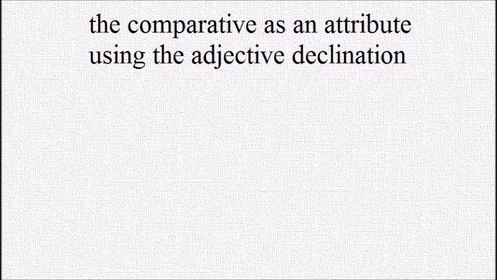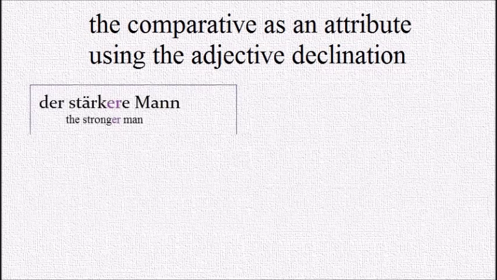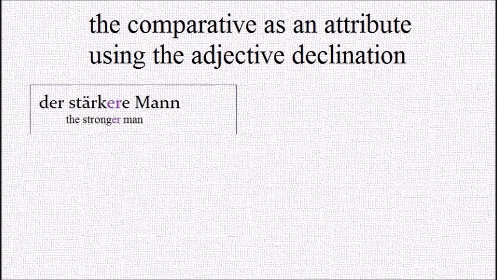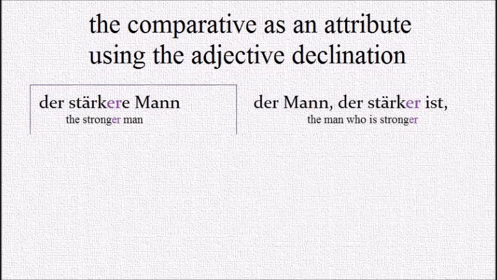And lastly, if you know how to use the adjective declination, you can also use the comparative form as an attribute, so in front of nouns, just like a normal adjective. For example, der stärkere Mann, the stronger man. It means the same thing as the following relative clause. Der Mann, der stärker ist. The man who is stronger.